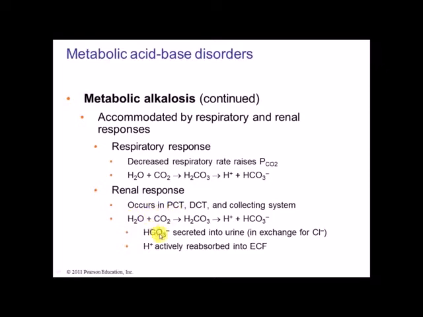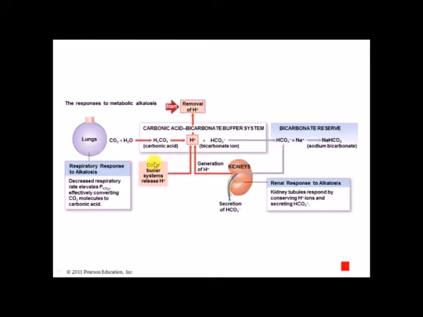So the HCO3 is going to be secreted into the urine in exchange for chloride. You're going to have the hydrogen ions actively reabsorbed into the extracellular fluid. So if we look at the image of that, you can see that it's holding on to the carbon dioxide going back into the system. So here we have release of hydrogen ions from other buffering systems, either the proteins or the hemoglobin. Will release those hydrogen ions into the blood.